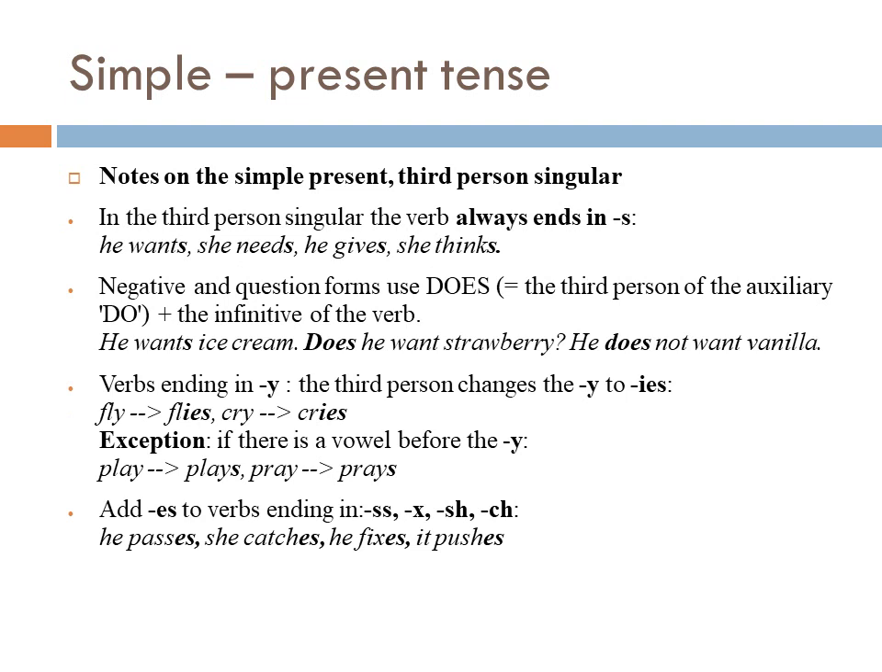Simple present tense, we have many notes about the third person singular. In the third person singular, the verb always ends with s. He wants, she needs, he gives, she thinks, okay, and so on. In the negative and the question forms, use does.